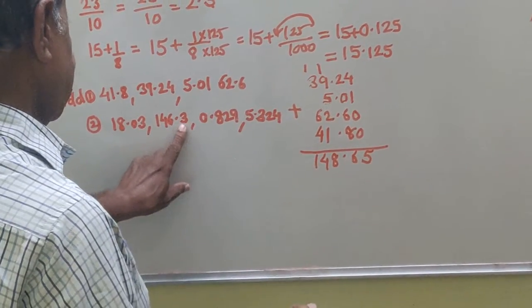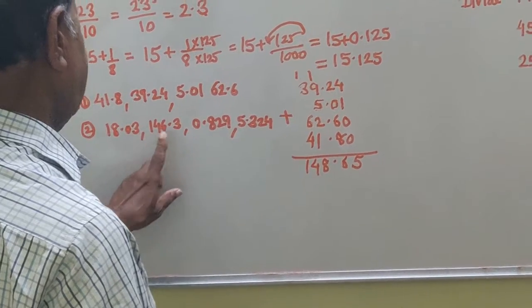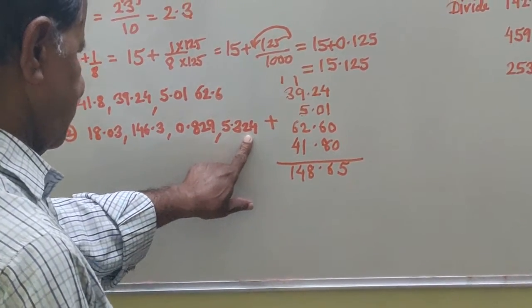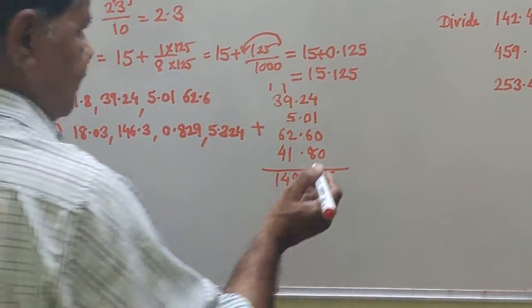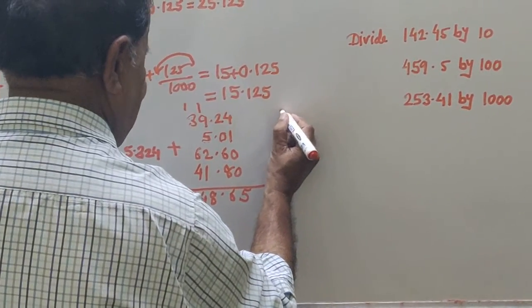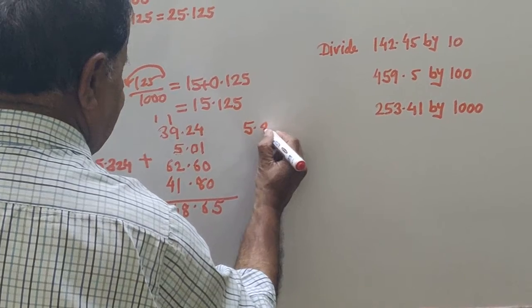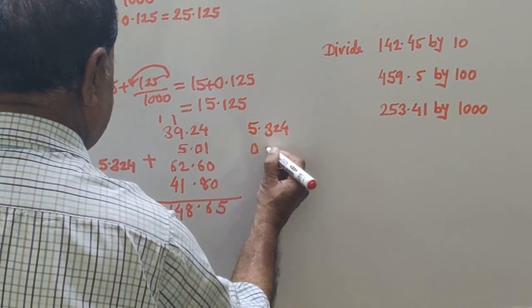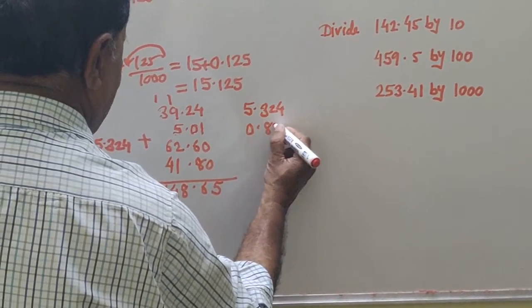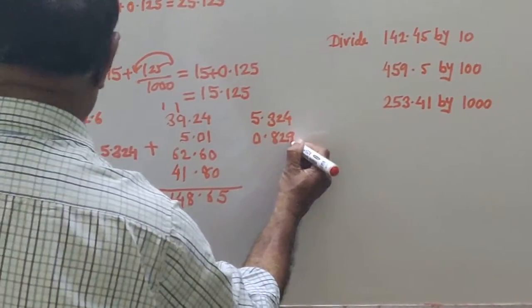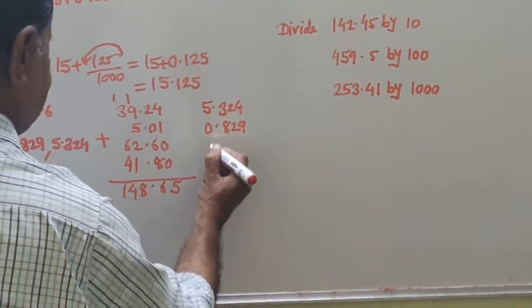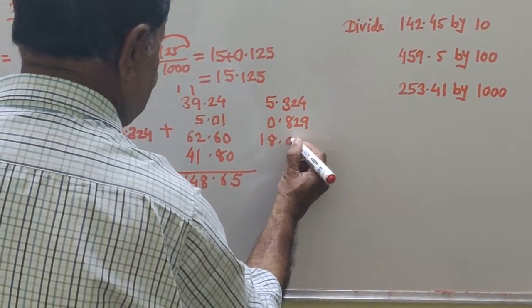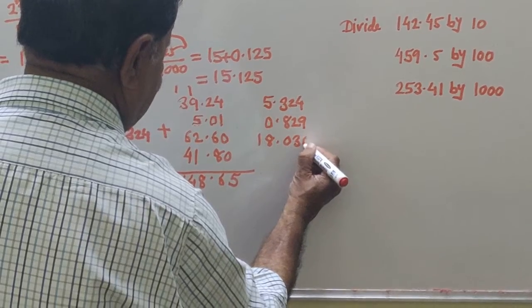18.03, 146.3. Decimal after 2 places, decimal after 1 place, here decimal after 3 places, here also 3 places. Okay. Now I will write down first 5.324. Okay. Now second I will write down 0.829, decimal after 3 places. Then I will write down decimal after 2 places is 0.03. Now I can put here 0.